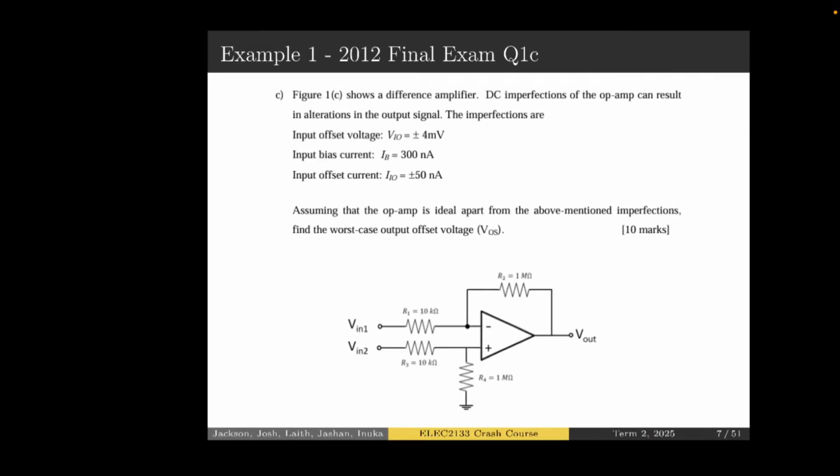All right, so jumping into an example. Figure 1C shows a difference amplifier. The DC imperfections are as below. Assuming that the op-amp is ideal, from the above imperfections, find the worst case offset voltage.